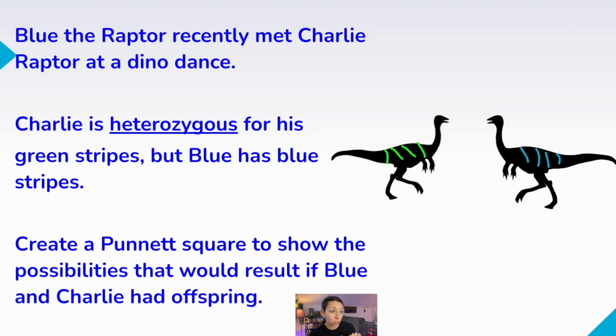Blue the raptor met Charlie raptor at a dino dance. All hypothetical here. Of course, in the Jurassic Park movies, they're all female, so this doesn't make any sense, but we're just going to pretend. Charlie is heterozygous for his green stripes, but Blue has blue stripes. Create a Punnett square to show the possibilities that would result if Blue and Charlie had offspring. Go ahead and take out some scratch paper and try it on your own, and pause the video, and then hit play when you're ready for the answer.